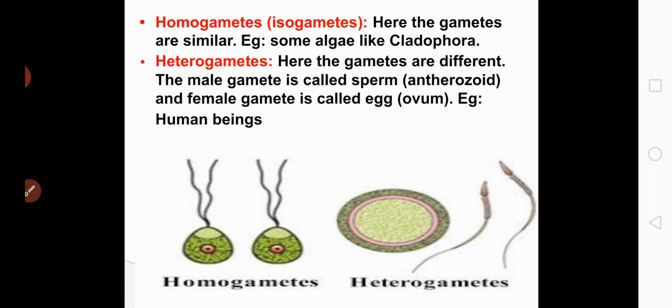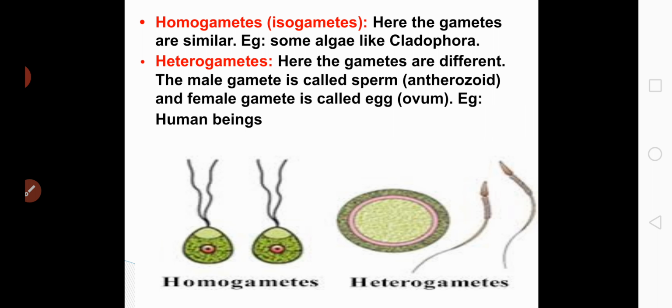Whereas the second type of gamete is called heterogametes. Hetero means different. So here the gametes are different. They are morphologically dissimilar. The male gamete is called sperm, or antherozooid, and the female gamete is called egg or ovum. For example, human beings.